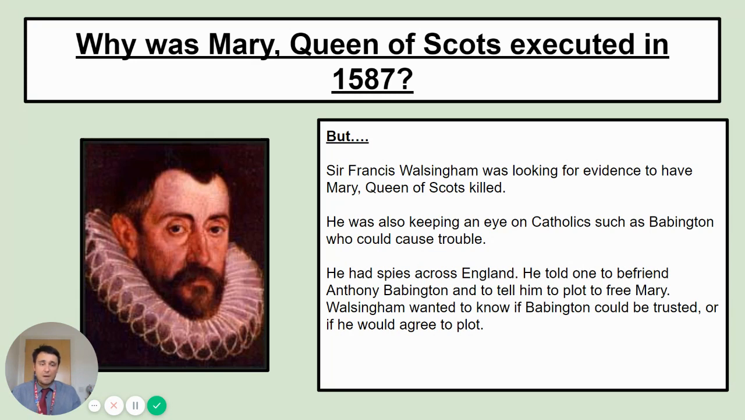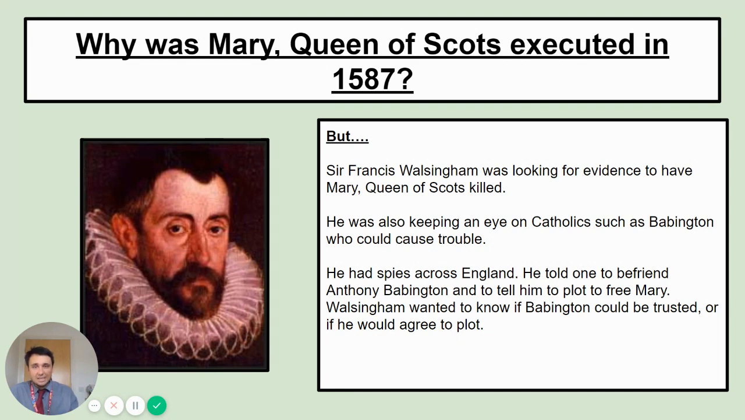Walsingham wanted to know if Babington could be trusted, and he would say, I'm not going to get rid of Elizabeth, I'm not interested in your Catholic plot, in which case, brilliant, we can trust Babington. Or if he'd say, actually, yes, we could put Mary, Queen of Scots on the throne, in which case he was an enemy. Babington was being played along and he didn't realise it.